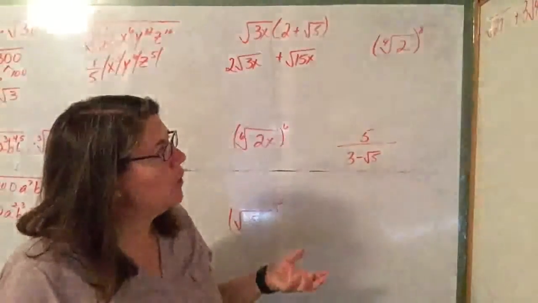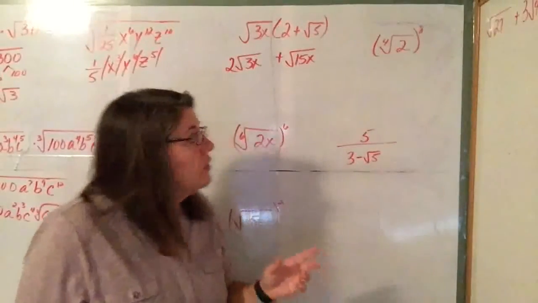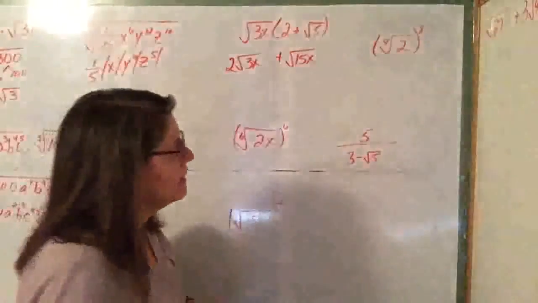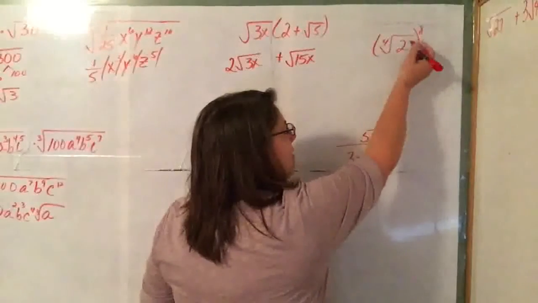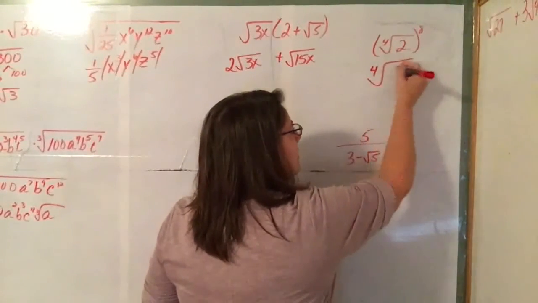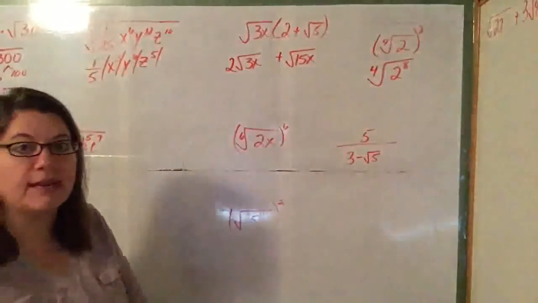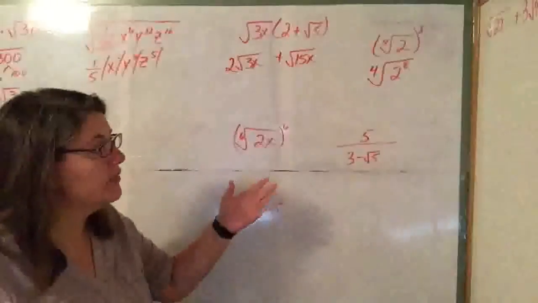Well, that's not quite true. You could do it that way, but it's going to take forever. So what you need to realize is if you have that exponent outside of the radical, you can also write it as the exponent being on the inside of the radical. They mean exactly the same thing. There's nothing different about those.